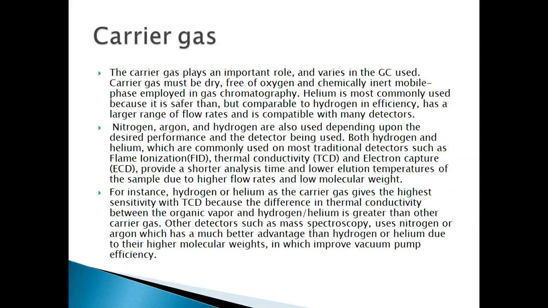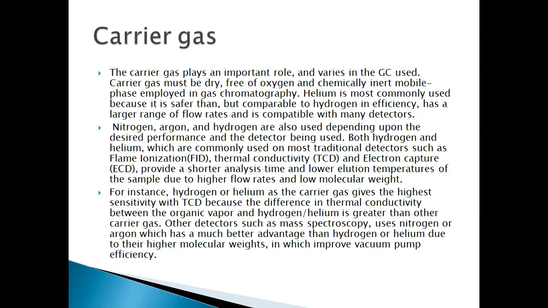Carrier gas is next. The carrier gas plays an important role in GC. Carrier gas must be a dry, oxygen-free, chemically inert mobile phase employed in gas chromatography. Helium is most commonly used because it is safer than others. It is comparable to hydrogen in efficiency, has a larger range of flow rates, and is compatible with many detectors. Nitrogen, argon, and hydrogen are used depending upon their desired performance and the detectors being used.